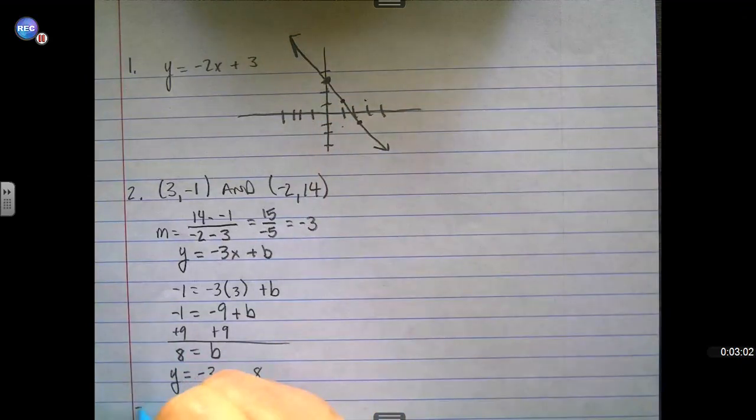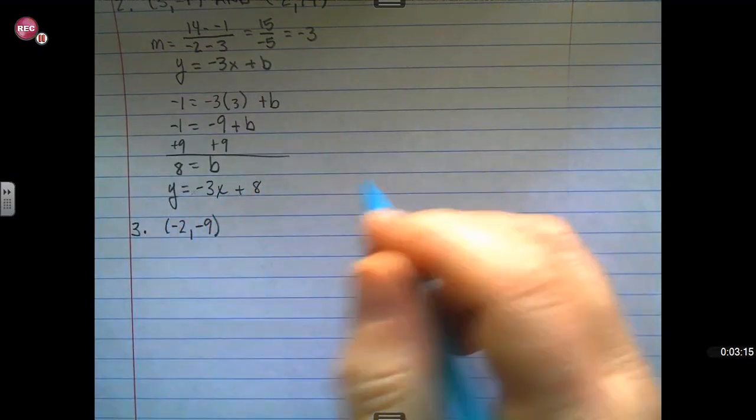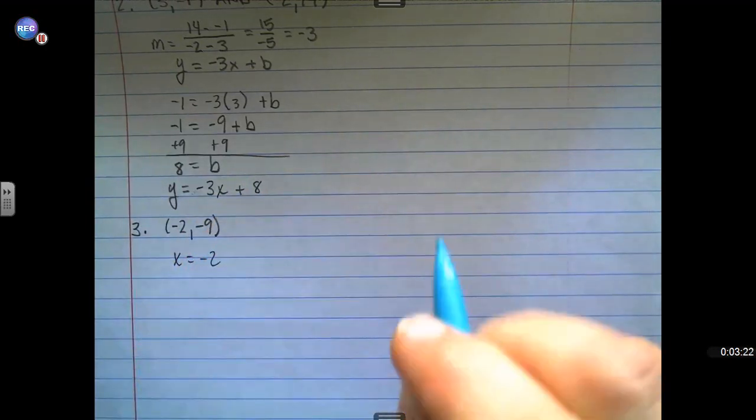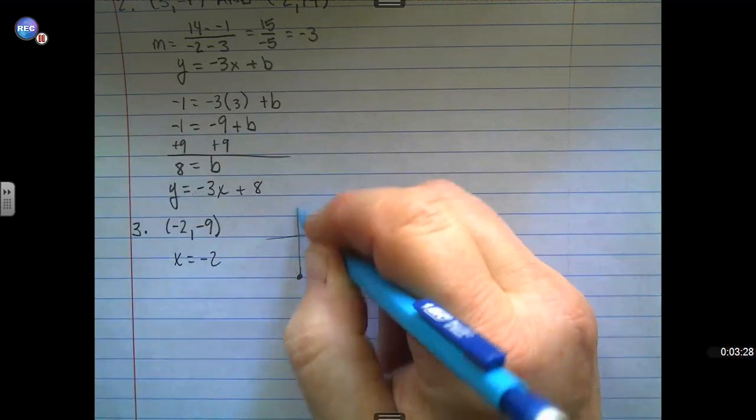Number 3, what is the equation of the vertical line that passes through the point (-2, -9)? And we want the vertical line. Vertical lines are x equals lines. So the equation is x equals negative 2. And you could draw a picture. (-2, -9) would be somewhere down here. And this is the vertical line we're talking about. And that's x equals negative 2.